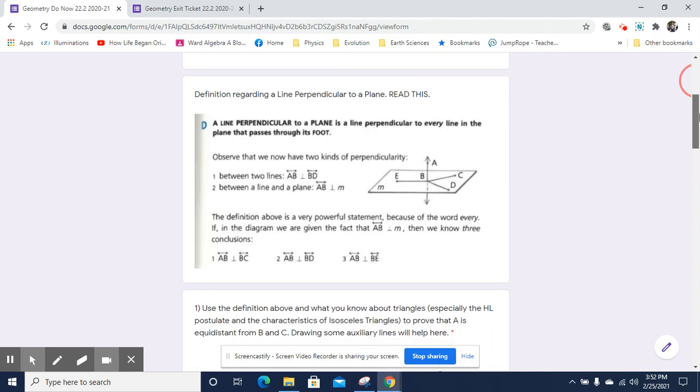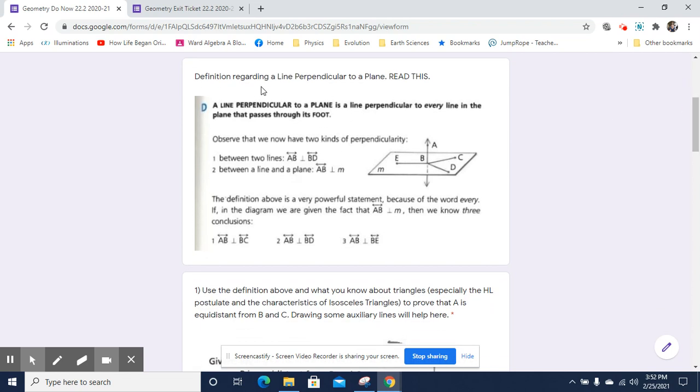So I am reminding you of this definition: a line perpendicular to a plane is also a line perpendicular to every line on the plane that passes through its foot. So if AB is perpendicular to plane M, then it is also perpendicular to EB, CB, and DB, because they all pass through its foot, which is B, the point where the line intersects the plane.